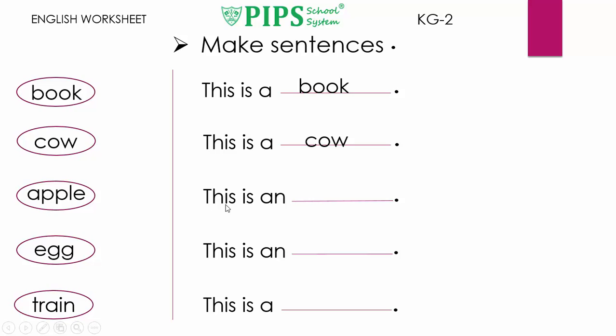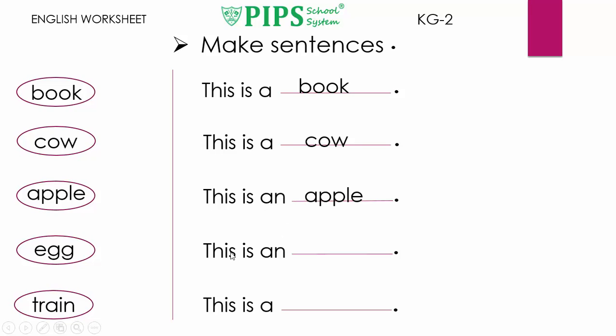The third sentence is: this is an dash. We will write here apple. As you know very well, article an is used with vowel letters and the initial letter of apple is A, and A is also a vowel letter. So the sentence is: this is an apple.